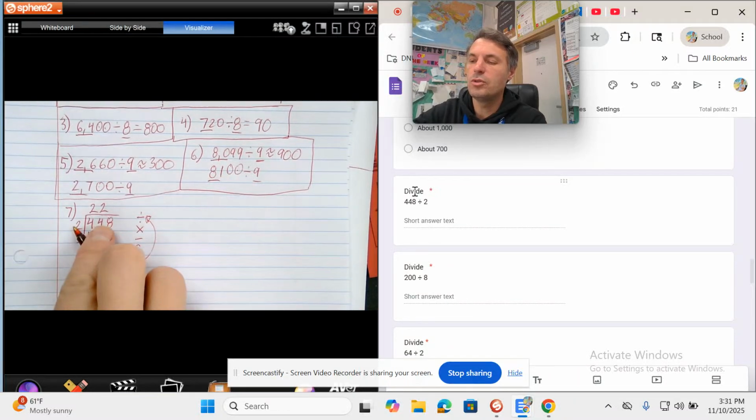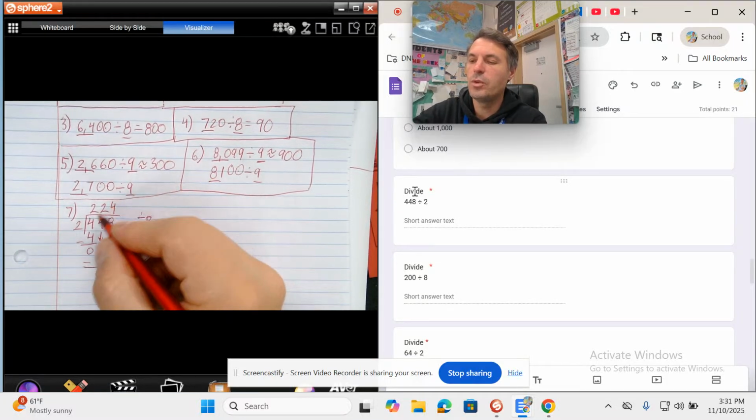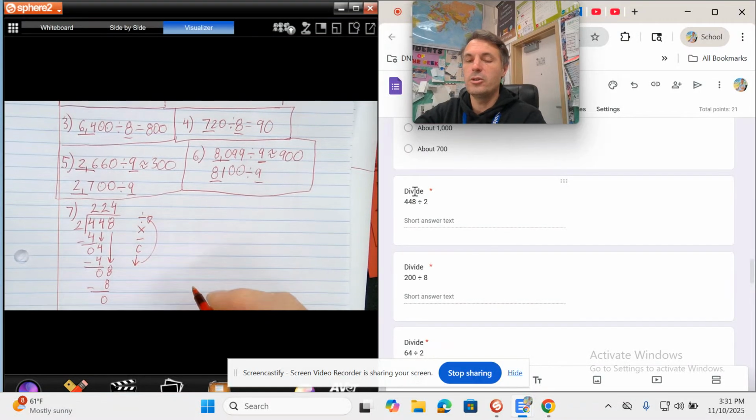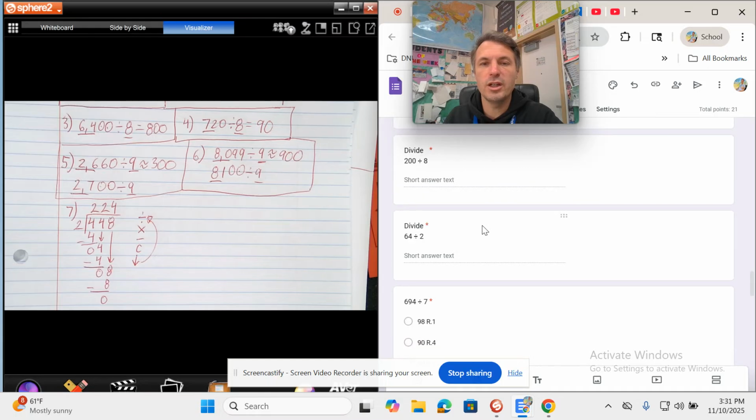We go back to divide. Now we're dividing the 2 into 8. 2 can fit into 8 4 times, and 4 times 2 is 8. And 8 minus 8 is 0. So the answer is 224. So that's what you type right here. Okay? Moving on to the next question.